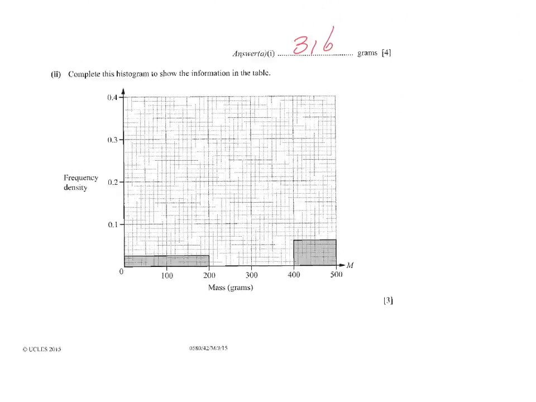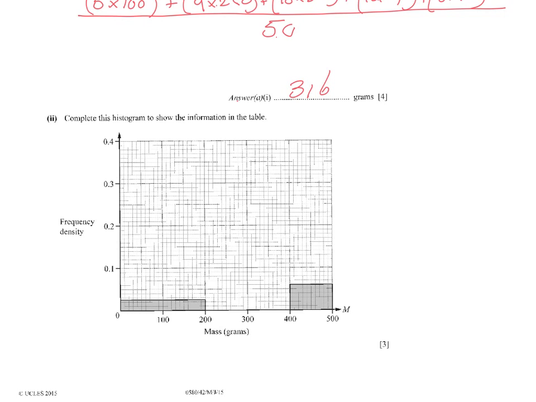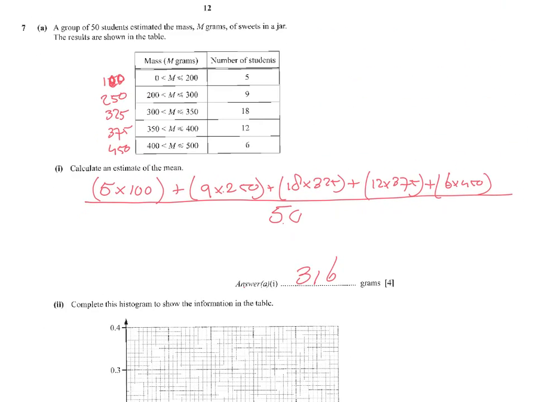Complete the histogram to show the information in the table. And this histogram is frequency density. And what does that mean? That means that the area of the bar represents the frequency. So for a wider class, therefore, the height will be less, because 200 times, what is that going to be? Look at the scale, 0.1, so that's 0.01, 0.02, 0.025. Let me check that: 200 times 0.025 equals 5 indeed.